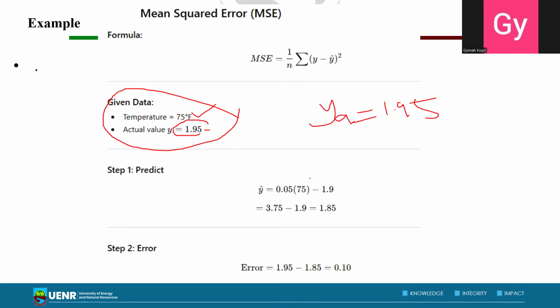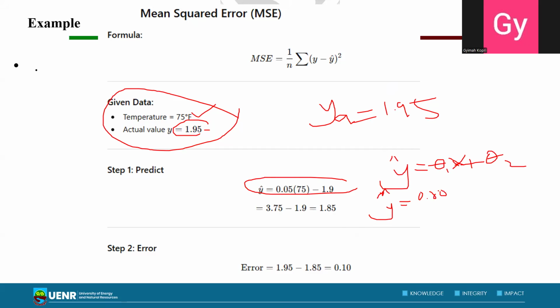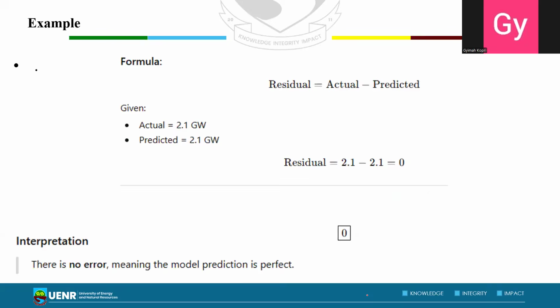Then I now do my calculation. That's the predicted part. That one is our Y hat. Y hat is the same as Y predicted. Then Y is the same as our YA. So we know our formula, which is Y hat to be equal to our theta 1 multiplied by X plus theta 2. And we know the values. That is Y hat to be equal to what? 0.005 X minus 1 point what? 9. Good. So that is what we have.